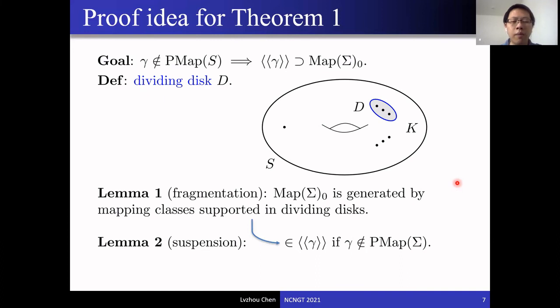And for the remaining time, I'll explain some details in the suspension argument, showing that an arbitrary mapping class supported in the dividing disk can be written as the product of conjugates of gamma or gamma inverse.